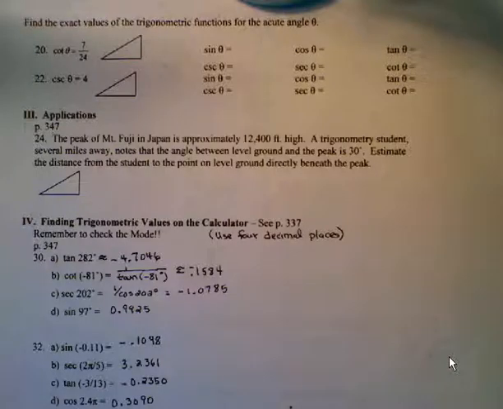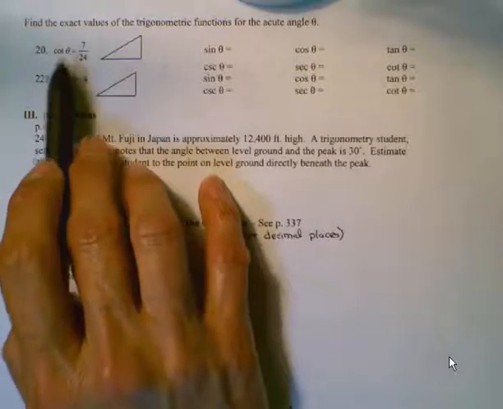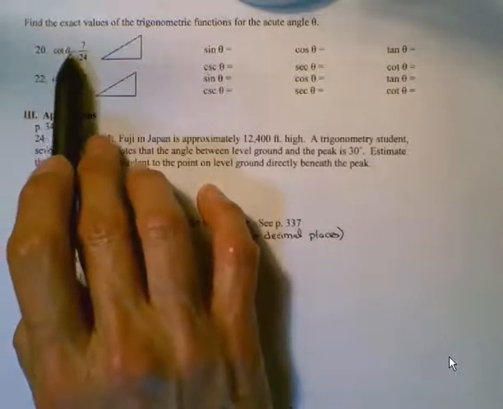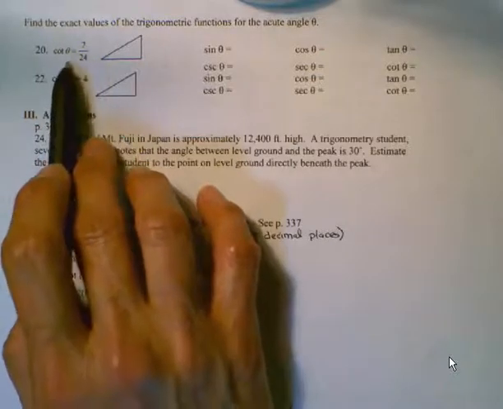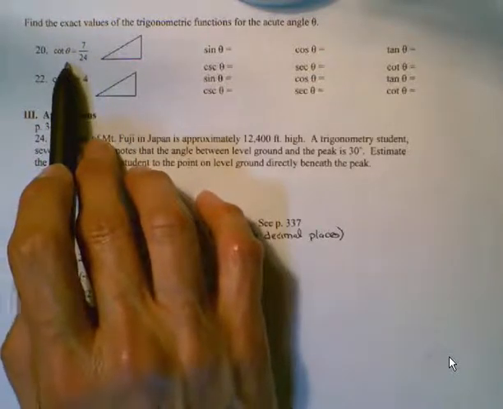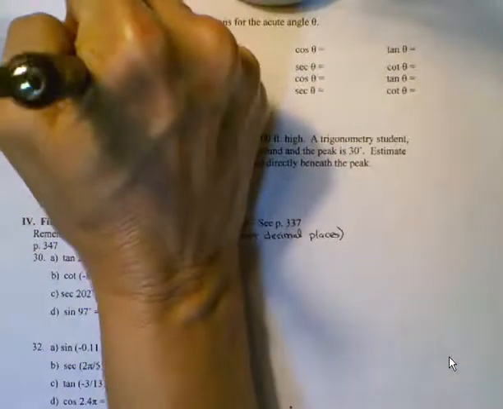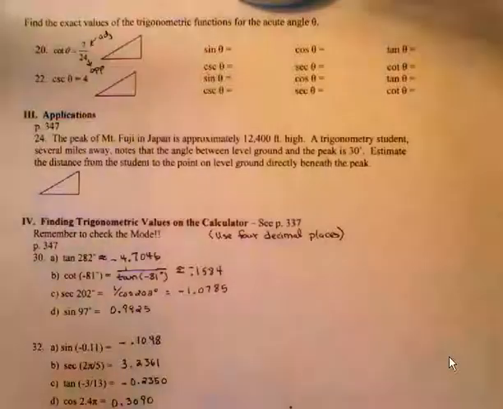Here we're not told sides of a triangle directly, we're just told something about theta. We're told that cotangent theta is 7/24. We have to go back and think about what the definition of cotangent theta is. Tangent theta is opposite over adjacent, so cotangent theta is adjacent over opposite, and that means for this angle, 7 is the adjacent side and 24 is the opposite side.